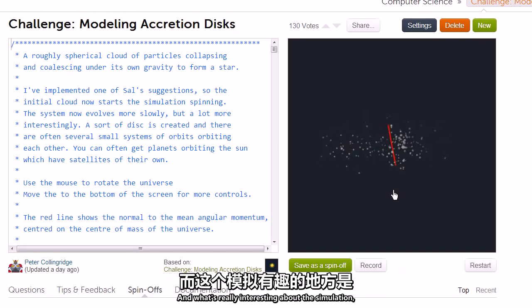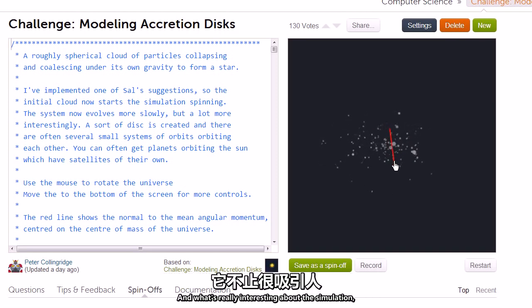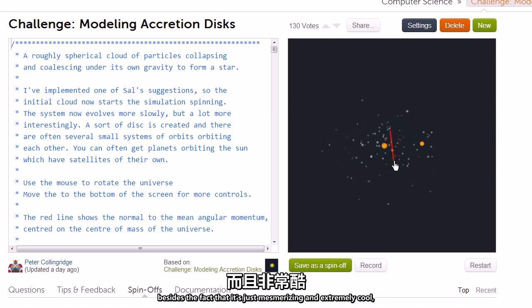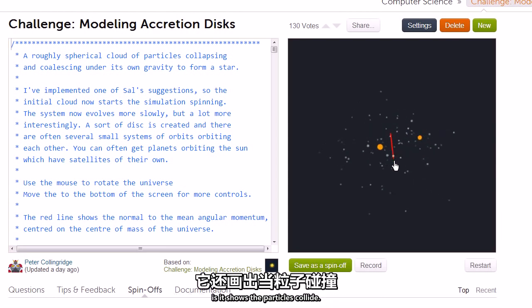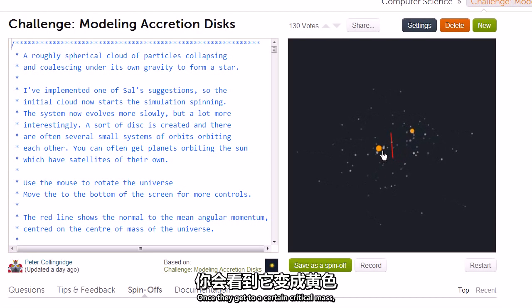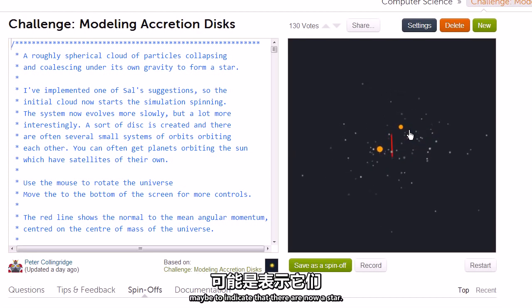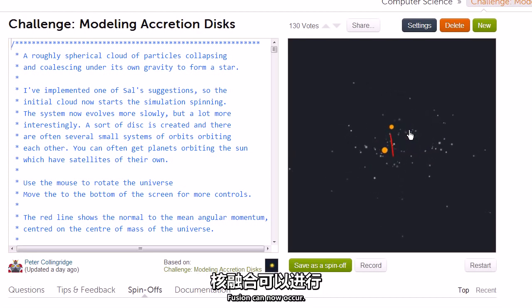And what's really interesting about the simulation, besides the fact that it's just mesmerizing and extremely cool, is it shows the particles collide. Once they get to a certain critical mass, you see that they get colored yellow, maybe to indicate that they are now a star. Fusion can now occur.